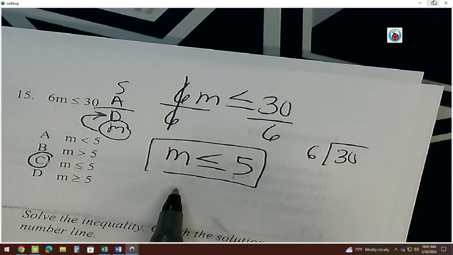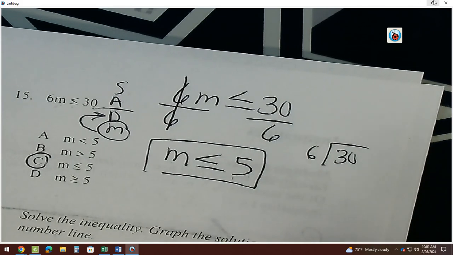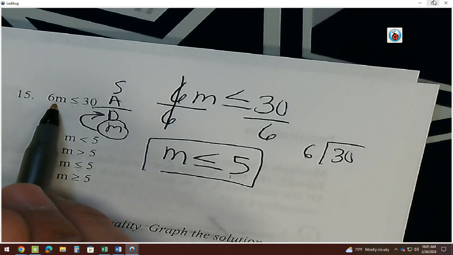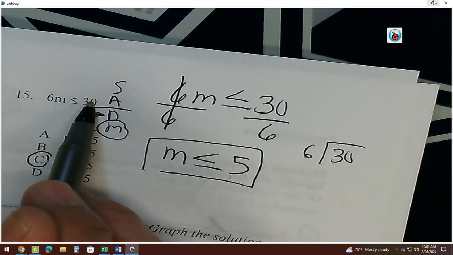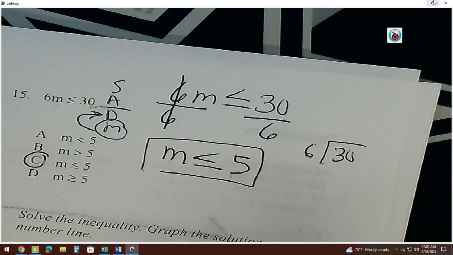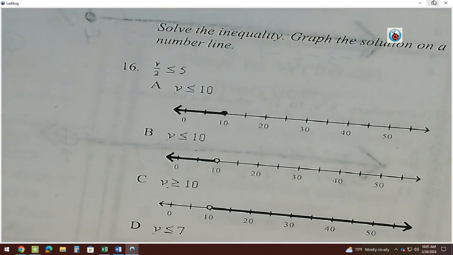So what's the next answer we can test? 3, 4, 2, negative 1. Let's go with 4. What's 6 times 4? 24. Is 24 less than 30? Yes. Okay, now I feel comfortable. The answer is going to be C. Questions? Okay. The next one.